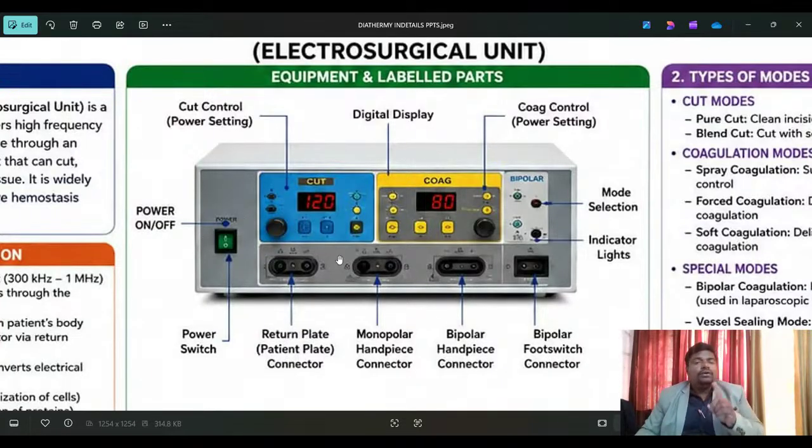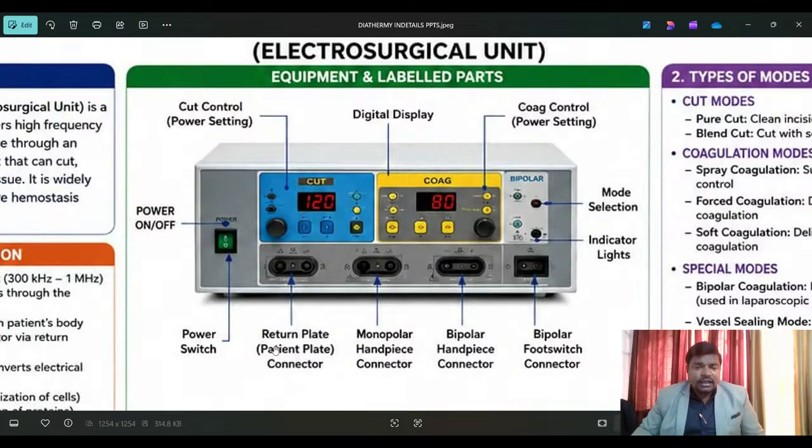I already told you, any medical equipment you take works based on electronic functions. Before we start up the equipment, first of all, see the arrow mark given. This one is the power switch. See here, this is the power switch.